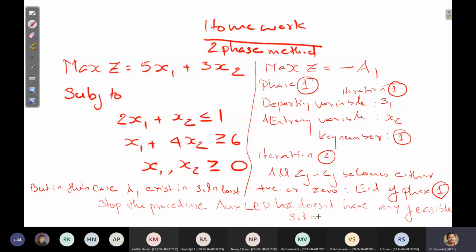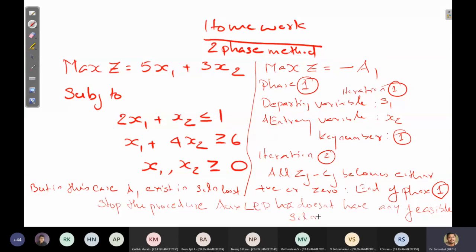Can you just upload your solution so that others also can view it? Yes, sir. Okay, so whatever you did is correct. You cannot proceed to phase 2. The problem will terminate in phase 1 itself. You can write the conclusion as: auxiliary LPP doesn't have any feasible solution.